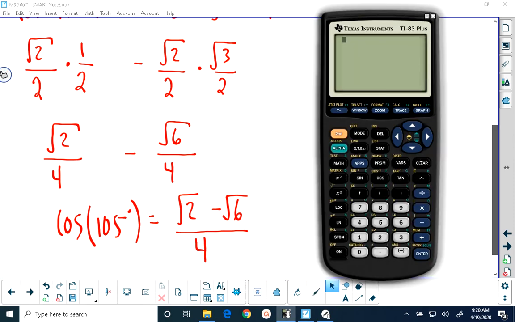Just to convince you of that, I'll double check I'm in degree mode. If I take the cosine of 105 degrees, I get this number. If I take the square root of 2, subtract the square root of 6, and then divide that result by 4, I get the exact same number. So the cosine of 105 degrees is root 2 minus root 6 all over 4.